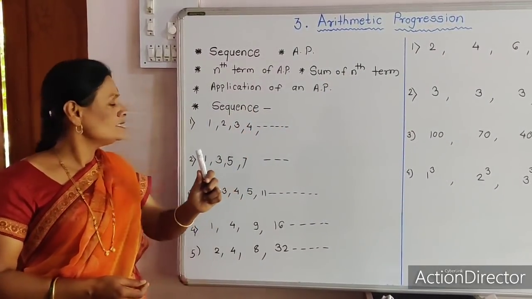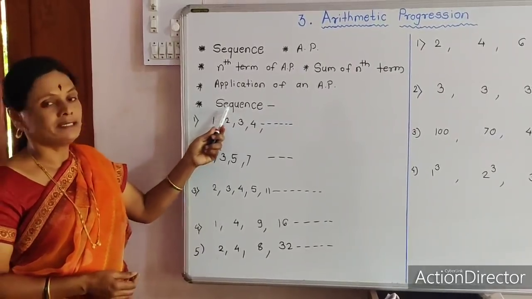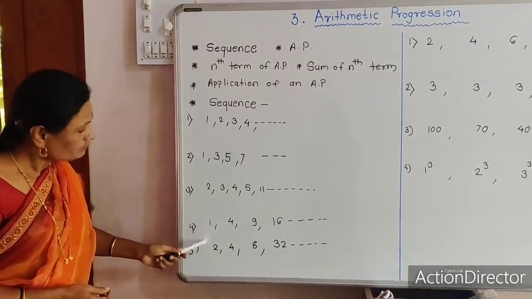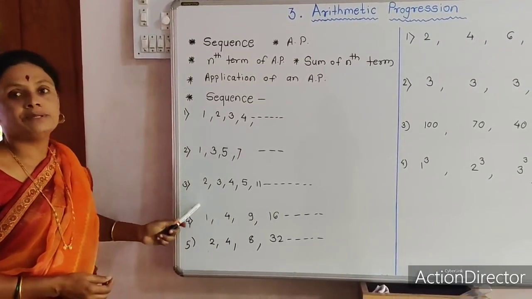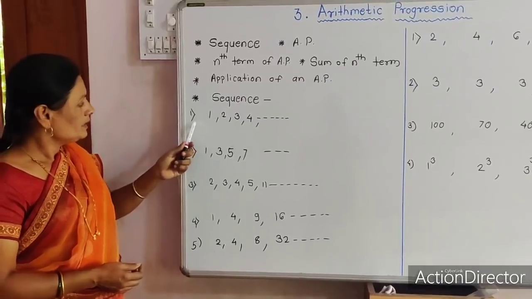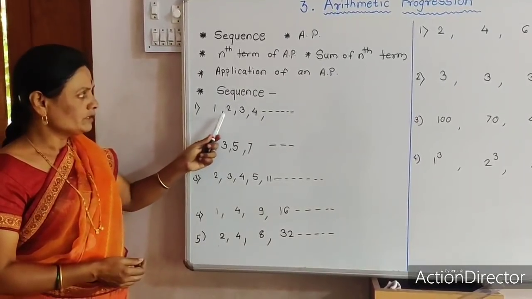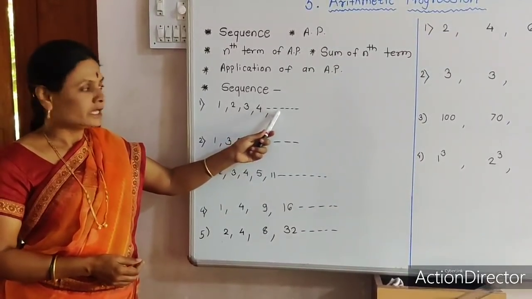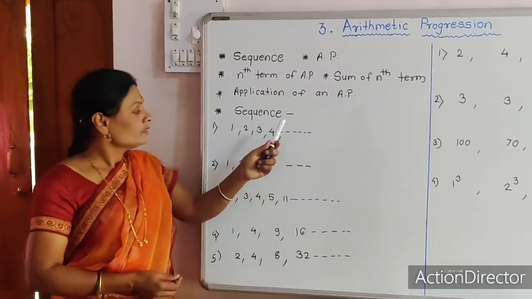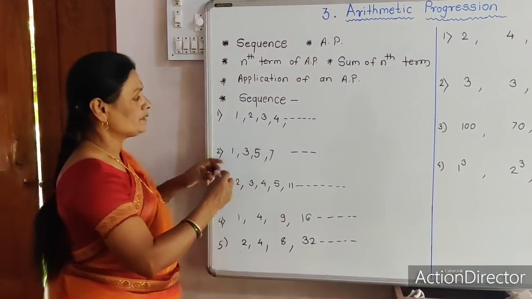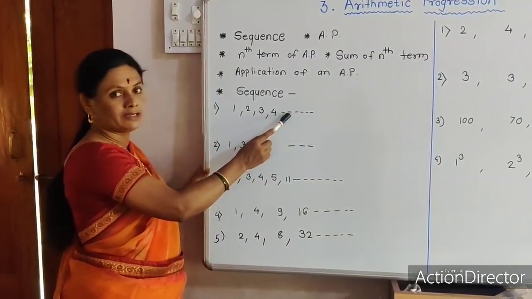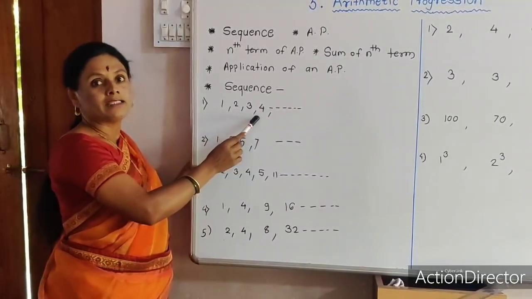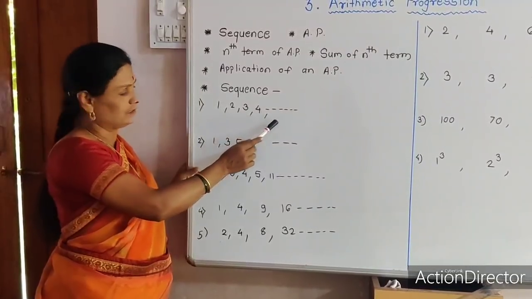First, we discuss what is meant by sequence. Look here at the blackboard. Here are some different arrangements of numbers. In the first example, 1, 2, 3, 4. You can also tell the next terms. After 4, the next terms are 5, 6, in this way. These all are the natural numbers, the set of natural numbers.